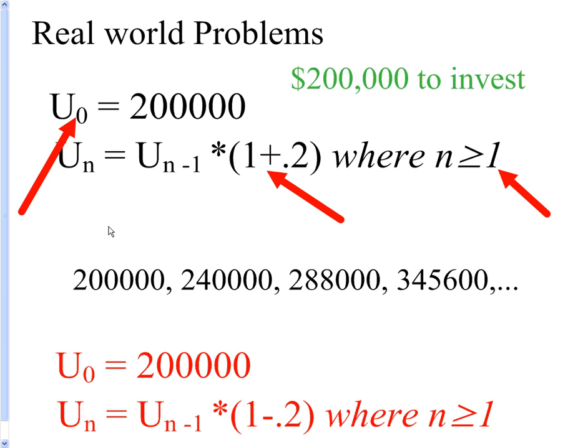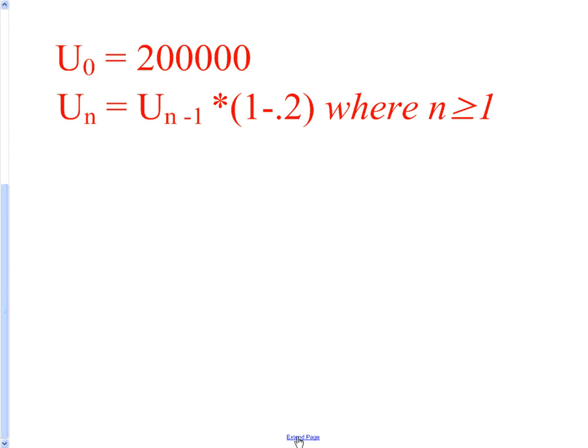Okay, so moving on, let's say I was actually going to invest my $200,000 that I get in an inheritance or whatever, and I'm going to invest it in a stock that actually loses money every year. Stinks, but it happens sometimes. You don't always go up. This one is losing money because it's got a negative in there.